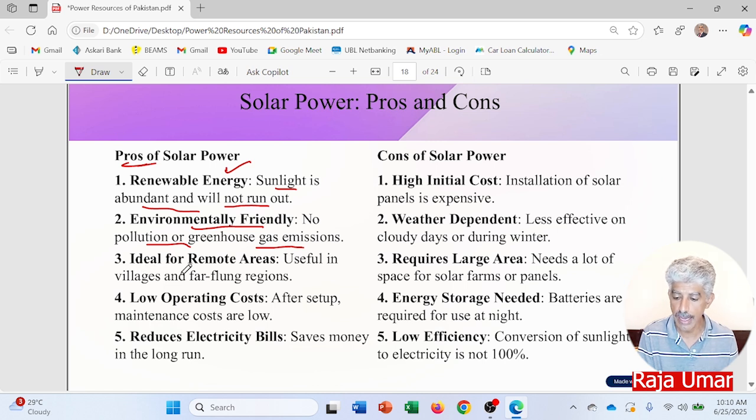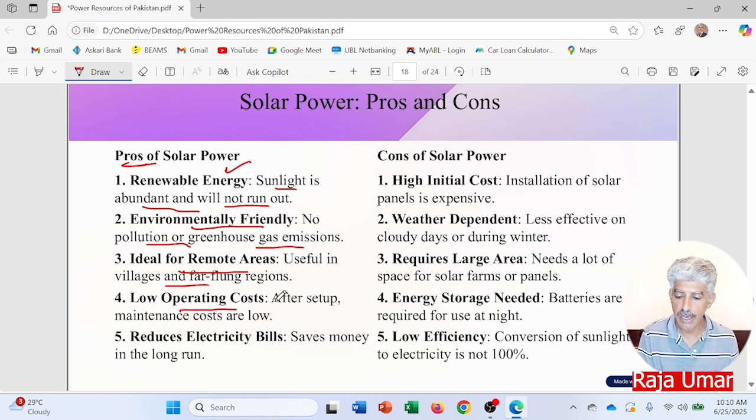So pollution free, ideal for remote areas, those areas which are far away from the national grid and do not have electricity supply connections over there, or the transmission lines are not available over there. So in those areas the solar panels can be really very effective.